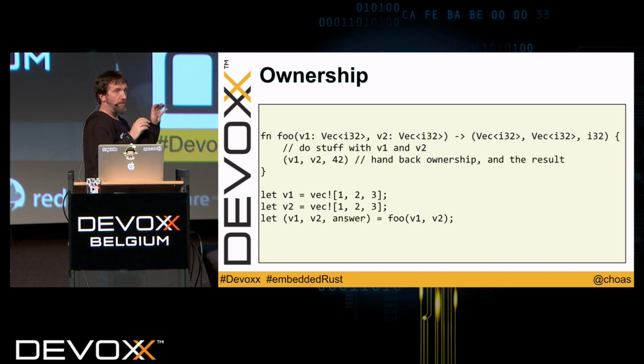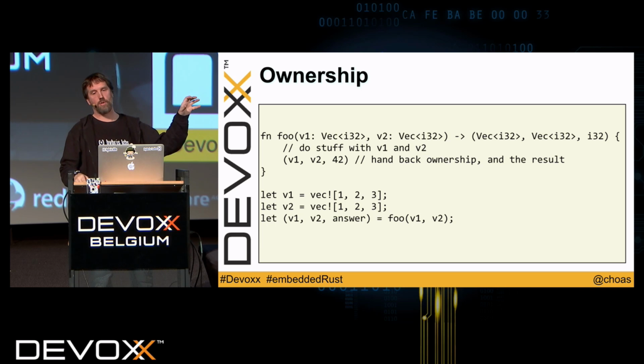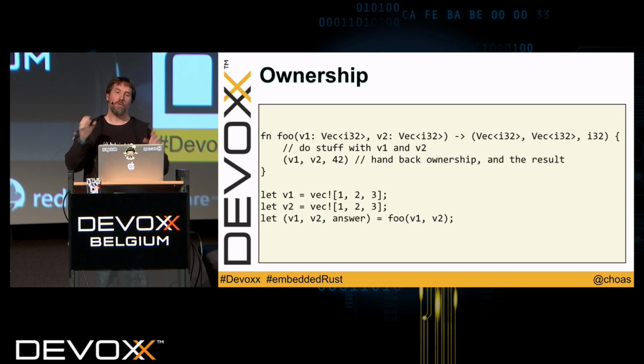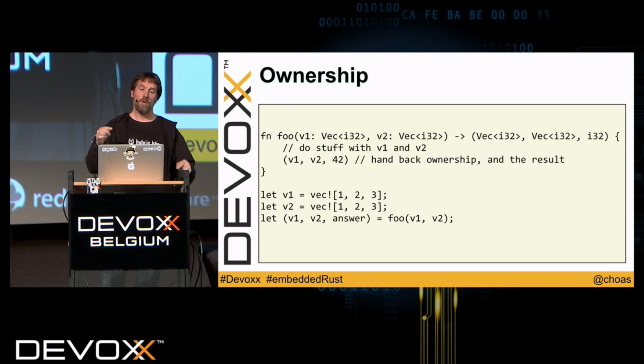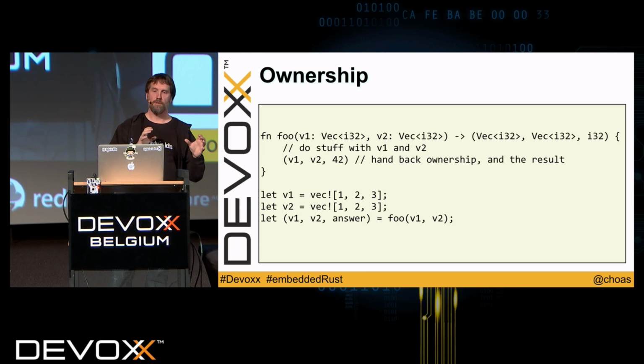So in Rust, you define a function with the fn keyword. Then we have the function name. Then the parameter with the type of the parameter. In this case, we have a vector with 32-bit integers, a second parameter, and after the arrow, you have the return type. In this case, we have the two vectors and also a 32-bit integer. Then we do some stuff with vector 1 and 2, and hand back the ownership in our return type with vector 1, vector 2, and 42. So in this case, we are defining some vectors, calling the function, and getting back the ownership.